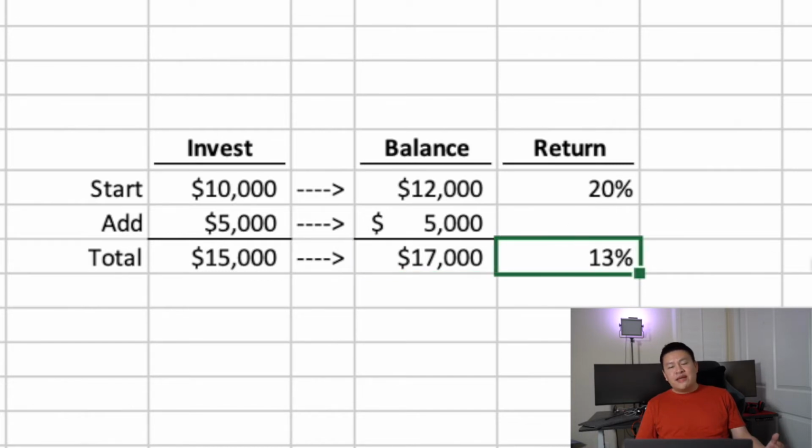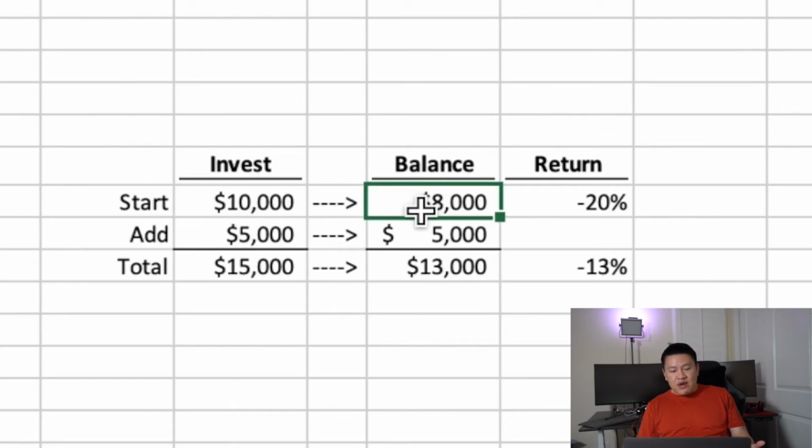Now, that doesn't really make any sense, right? You invested your first $10,000, you made 20% on your money, and just by the mere fact of you depositing more money, this actually decreases your return on your portfolio.